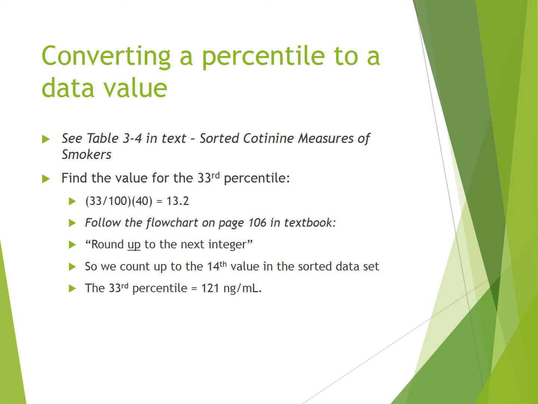Follow the flow chart on page 106 in your textbook. And it says, because we have the 0.2, to round up to the next integer. So we count up to the 14th value in the sorted data set. That 14th value is 121. So the 33rd percentile is 121.